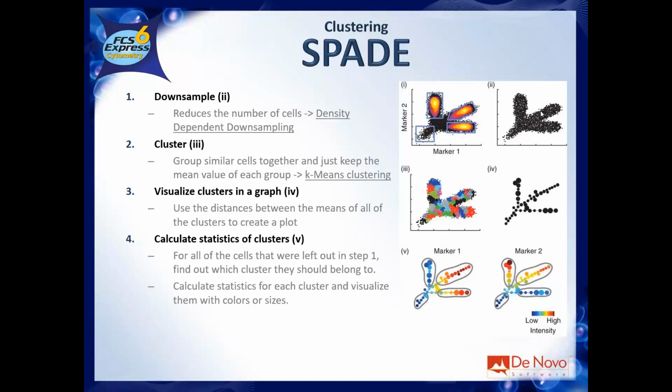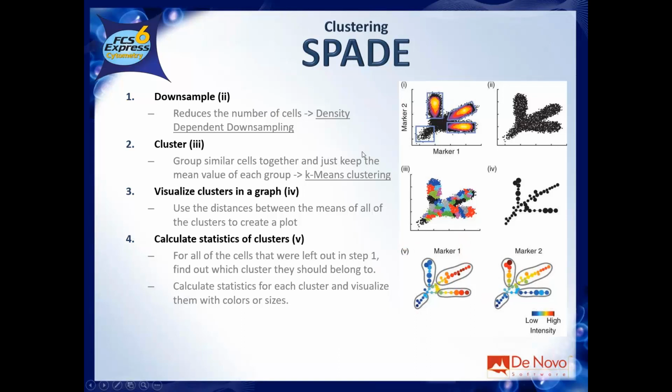So this is the pipeline of SPADE. You see here SPADE starts with a downsampling, and this is a density dependent downsampling. So the one that we saw before in FCS Express is called target density downsampling. Then it clusters the data using a k-means clustering. So it groups similar events together. And then it manipulates the clusters for visualization purposes. So in this point, visualizing clusters in a graph, it's the step in which SPADE is building this tree.